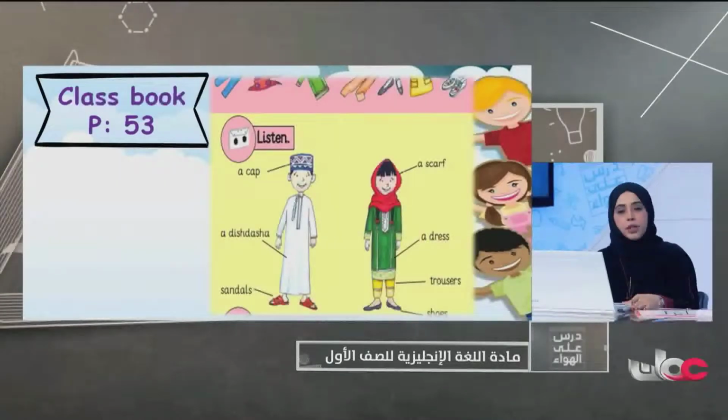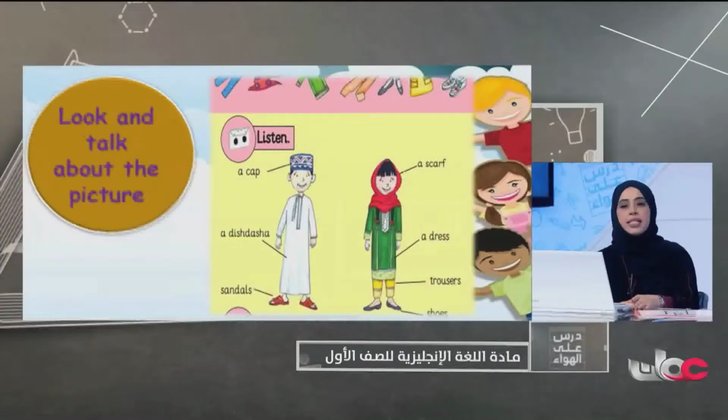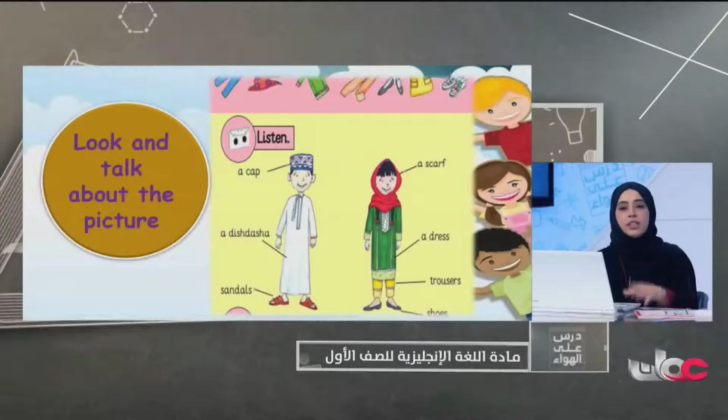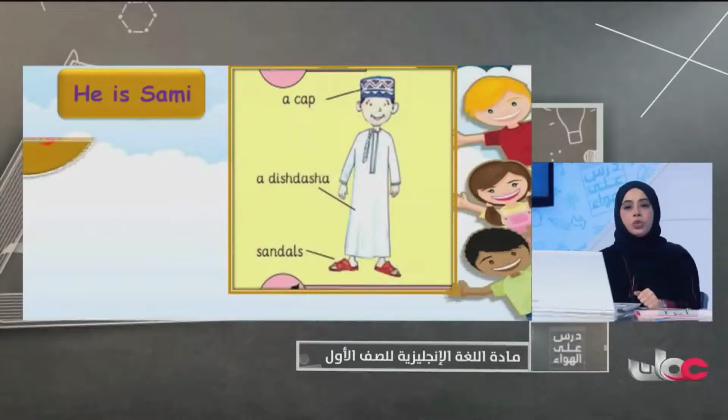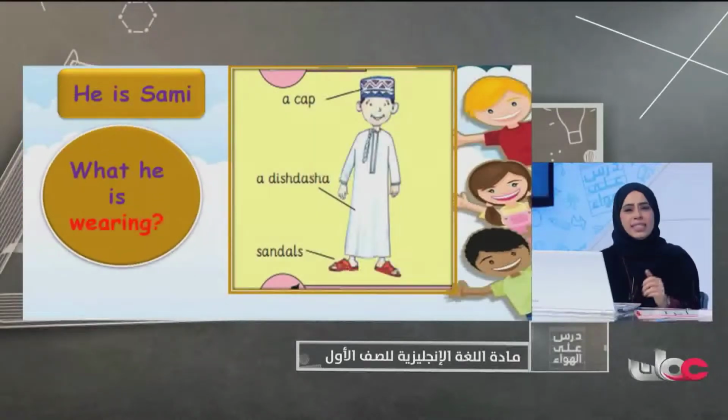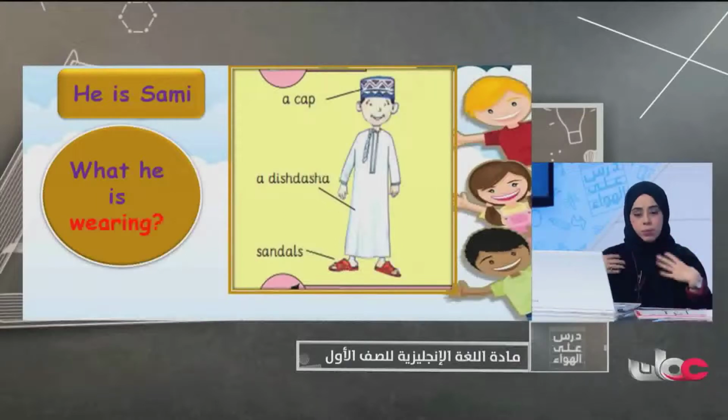Again, open your class book on page number 53. And as you can see here, we have two of our friends. The first one is Sammy. And the second one is Maha. Let's first talk about Sammy. And I'm going to ask you what he is wearing. What is Sammy wearing? Wearing means what he puts on his body. What kind of dress is he wearing?